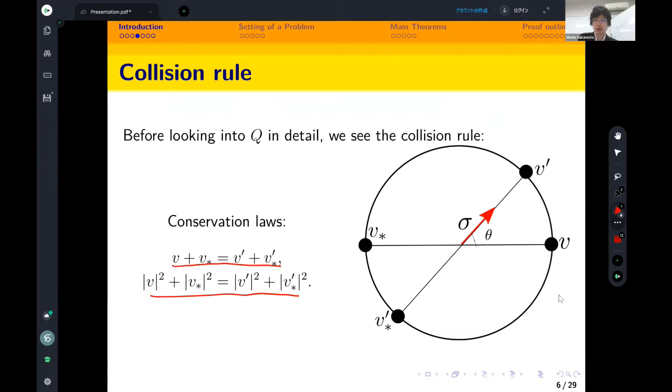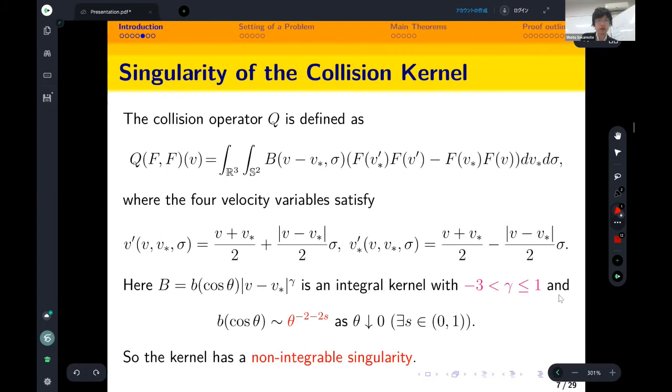This is a rule. And for later use, I will define unit vector sigma for this direction. Once this direction is given, the post-collisional direction is determined, because the other one goes completely to the opposite side. And here, the deviation angle is called theta. Now, the collision operator Q is defined by this integral.